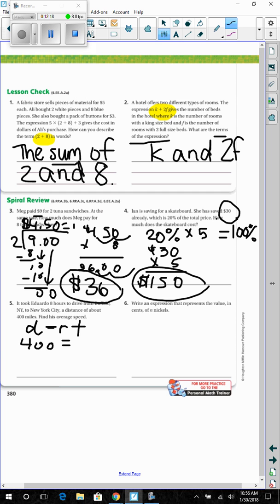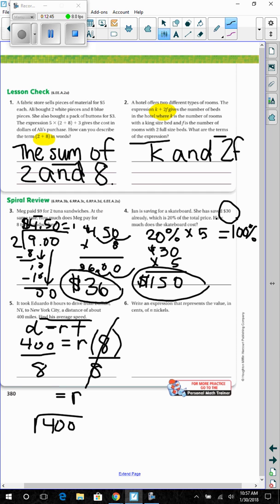The rate would be how fast they are driving, but it says find his average speed, so we do not know the rate, so we're going to put R. T is how much time they spent, so 8 hours. We're going to put 8 in the place of T. And we're going to divide each side by 8, cross those 8s out to get R on a side all by itself. So 400 divided by 8.